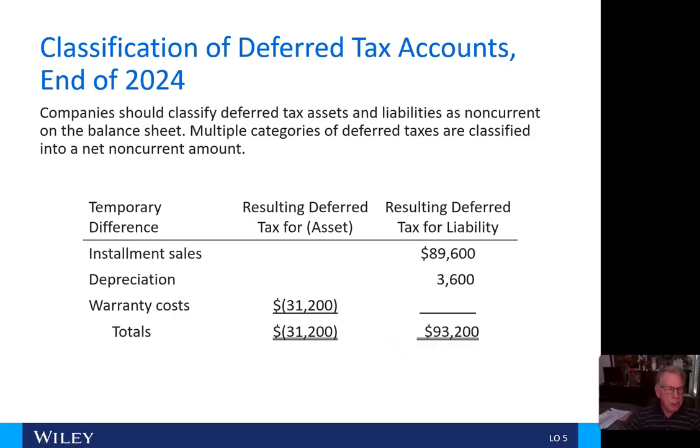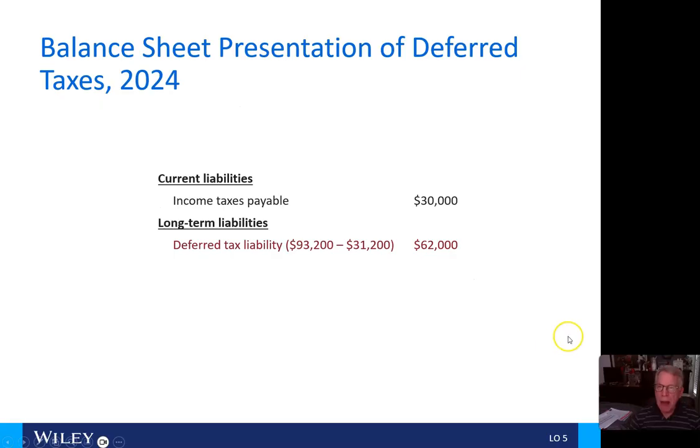That looks like a good place to stop this video. And when we return, we'll take a look at balance sheet presentation of deferred taxes.